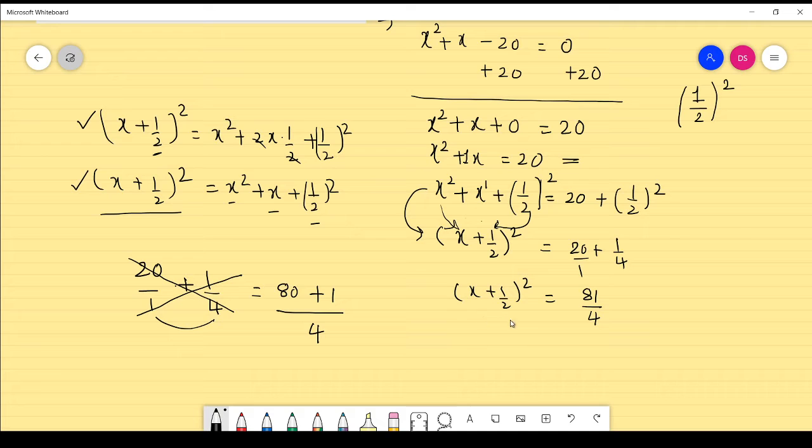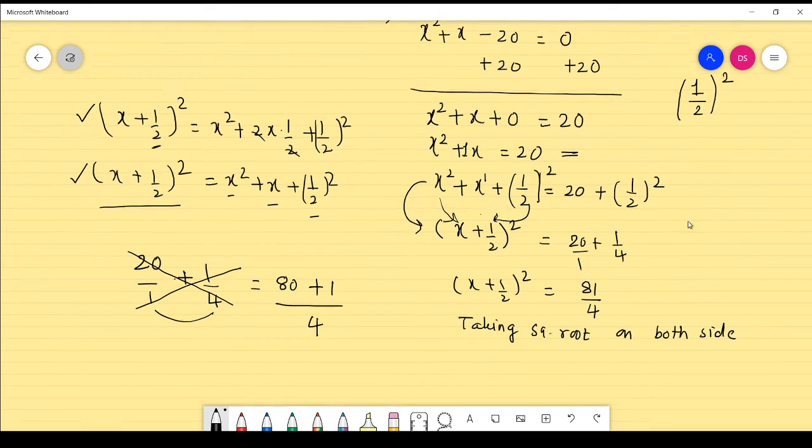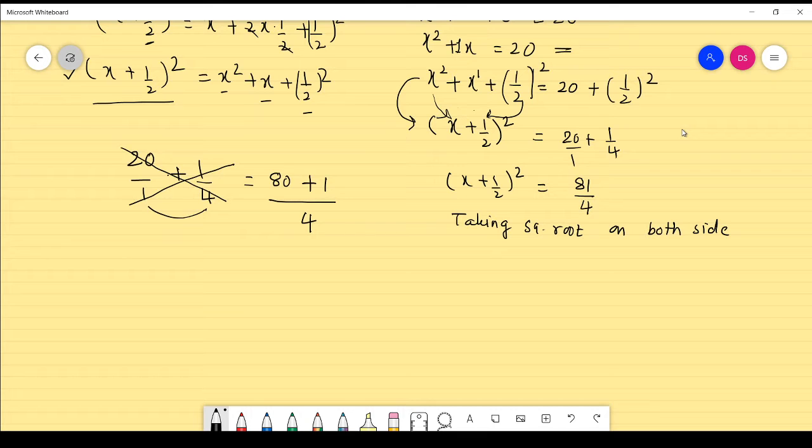So we got 81 by 4, right? So we got a complete square here. So what to do now? Take a square root on both sides. Taking square root on both sides, so what exactly you will get? By taking square root on both sides, you will get a next term. So what is that next term? Square root of x plus 1 by 2 whole bracket square is equal to plus minus.